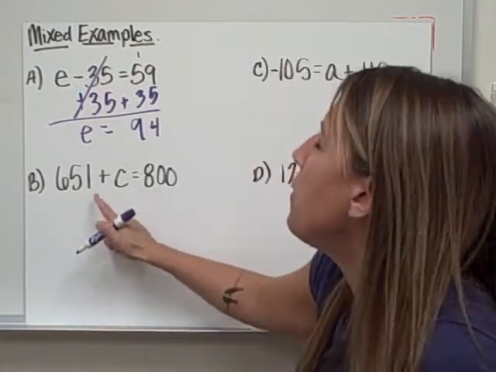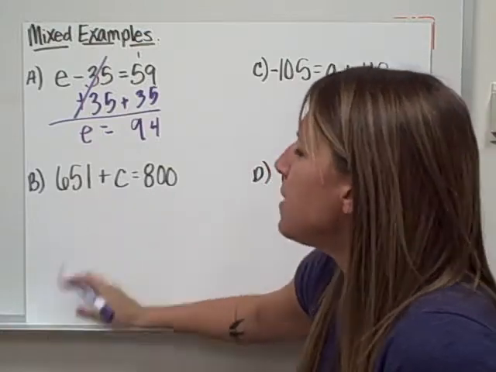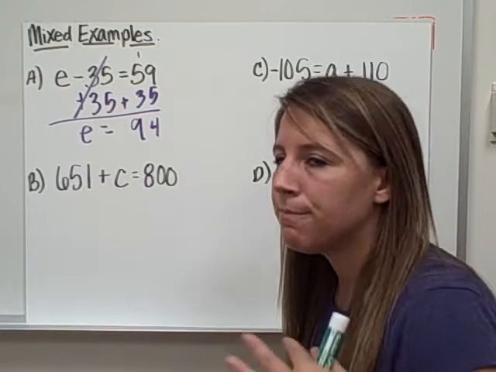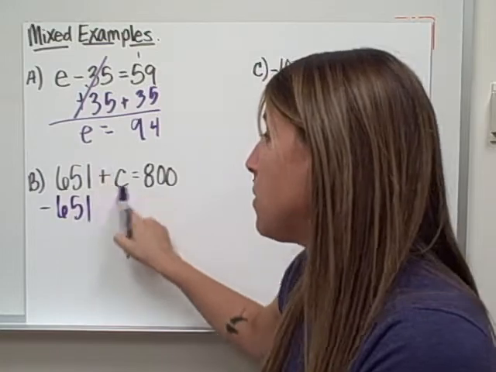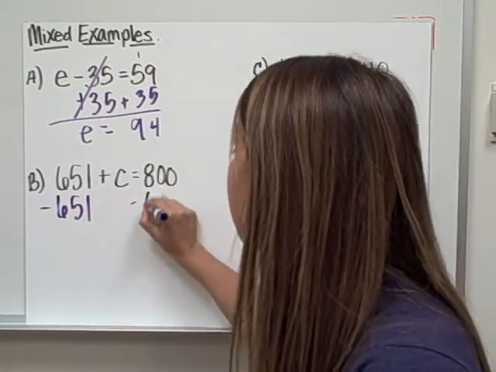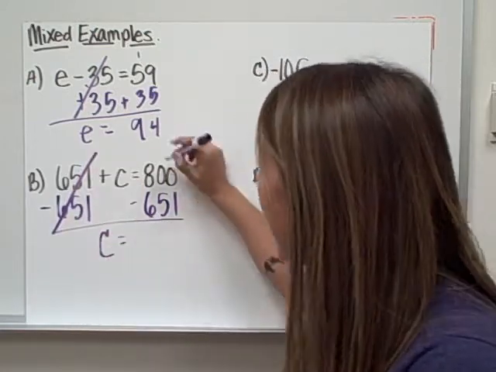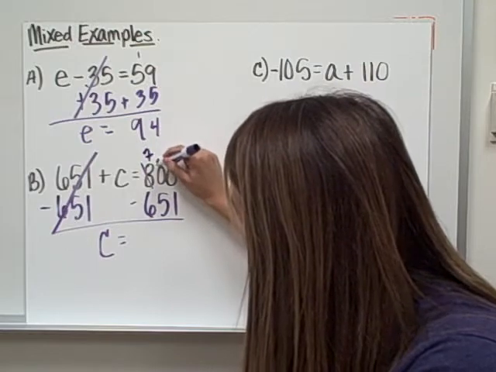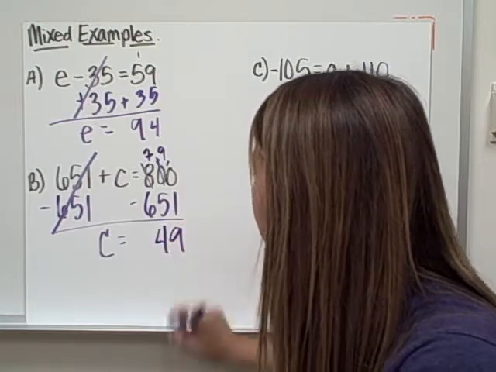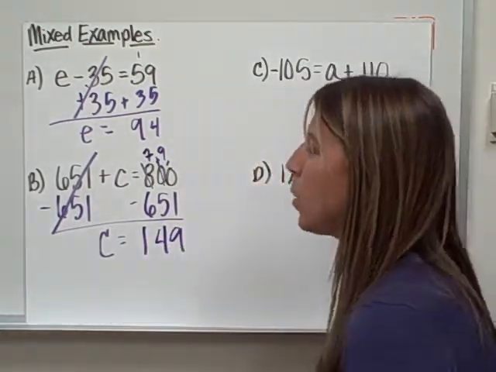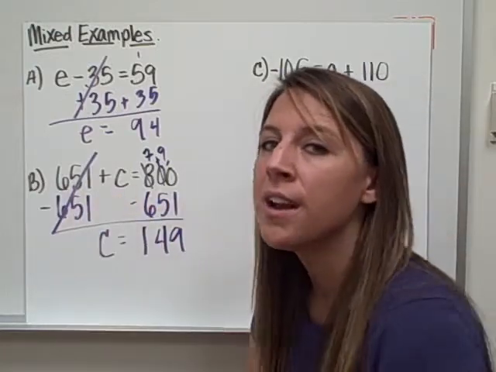Example B, 651 plus c equals 800. This is positive, and so the opposite of that would be negative, meaning I'm going to subtract from both sides. Minus 651, this will leave me with a positive c, which is what I need. Minus 651 from both sides, that leaves me with 0 plus c, which is c. And then I do have to borrow. 10 minus 1 is 9. 9 minus 5 is 4, and 7 minus 6 is 1. c equals 149. If you're not sure, plug it in, see if you get 800, and you should.